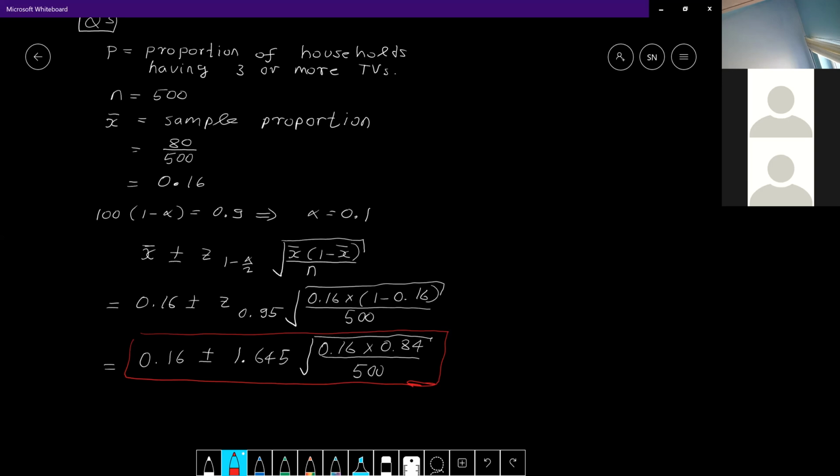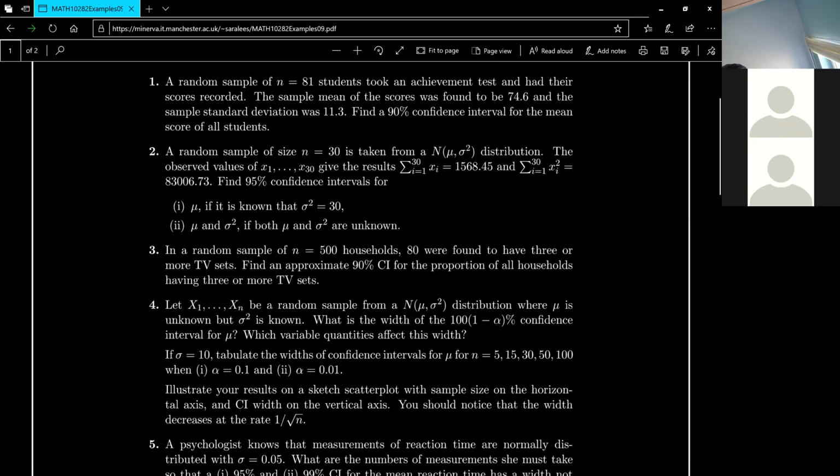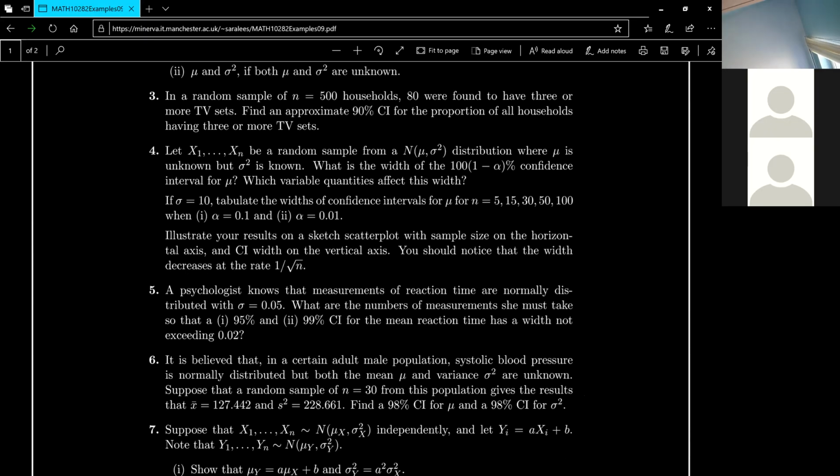Okay, let's skip question 4. Can we go to question 5, please? Question 5 on sheet 9. So can you please look at question 5, please? Let me stop this for a while and share screen. Question 5. All right, can you have a look at it for a couple of minutes?